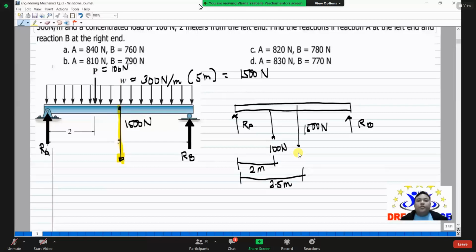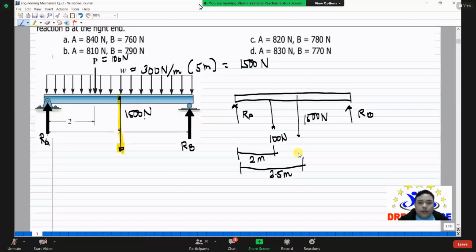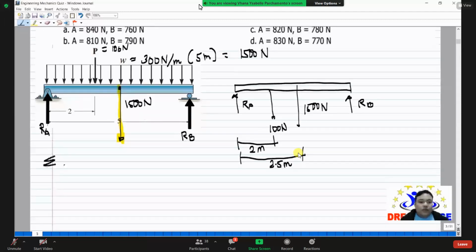Hahanapin natin yung reaction. Since hahanapin natin yung reaction, sa pinakamadali ditong analyzation is by moment. Moment equation. So moment at A equal to 0. Lahat ng mga forces along A will be equated to 0. So wala na si RA, so makukuha natin si RB. So from 100 Newton, 2 meters dito, so therefore this is 3 meters. So yung ating 100, ang kanyang lever arm, so that is 3 meters.